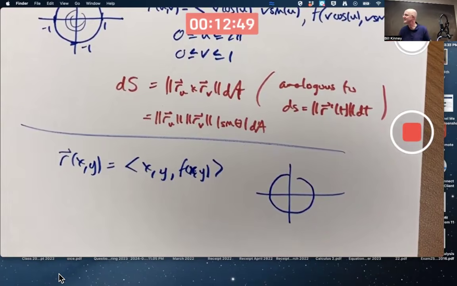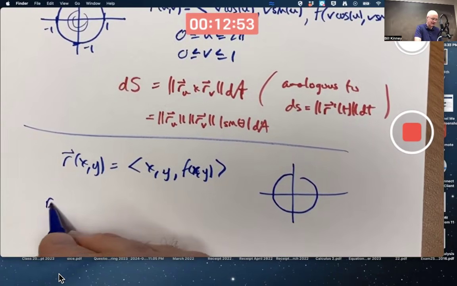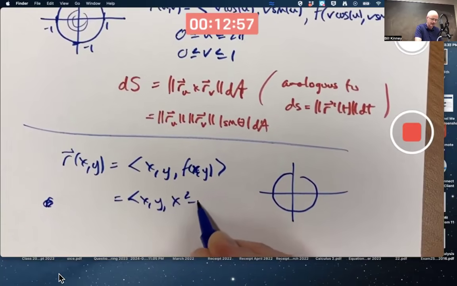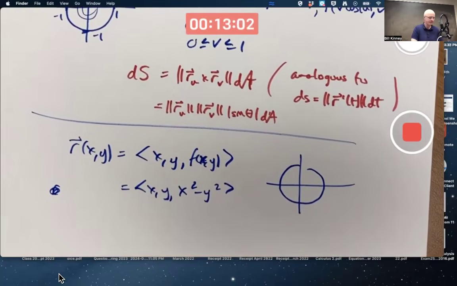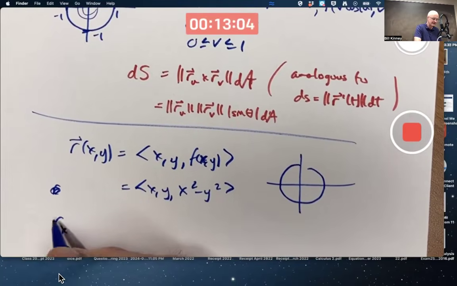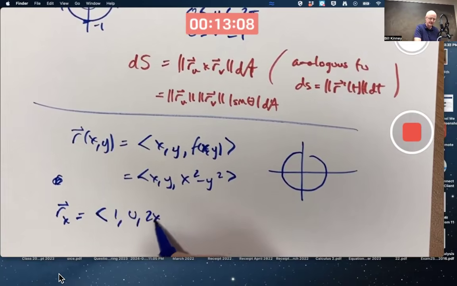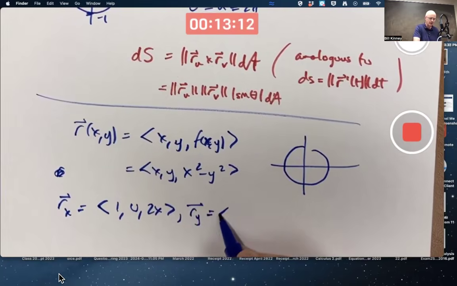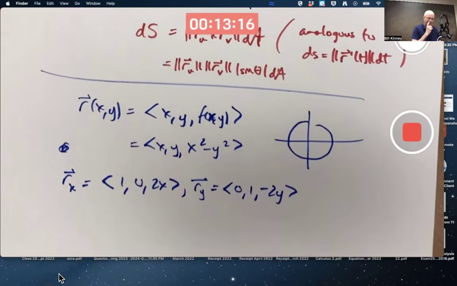You can even do the calculations by hand. What is f of xy? That's x squared minus y squared. Treat the x and y like the u and the v. Rx, the derivative with respect to x, is going to be 1, 0, 2x, pretty simple. Ry is going to be the derivative with respect to y, 0, 1, negative 2y, pretty simple.